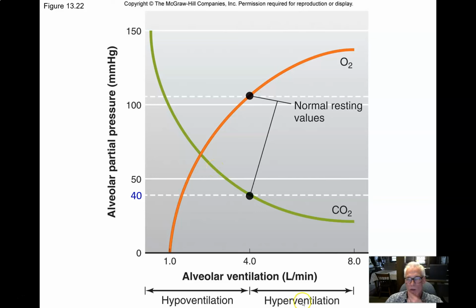So if I ask you what those mean, don't say ventilating fast or breathing fast. Say specifically, hyperventilation is when the PCO2 drops below 40 millimeters of mercury. We're ventilating extra. Hypoventilation is when the PCO2 rises above 40 millimeters of mercury because we're slowing things down.